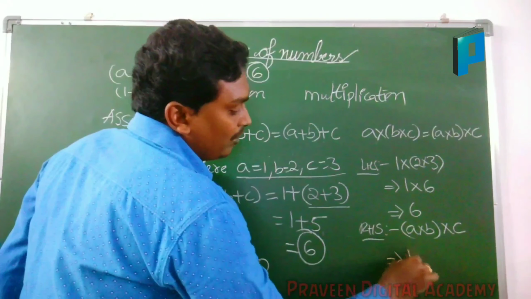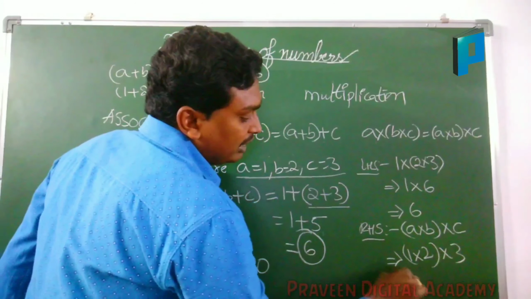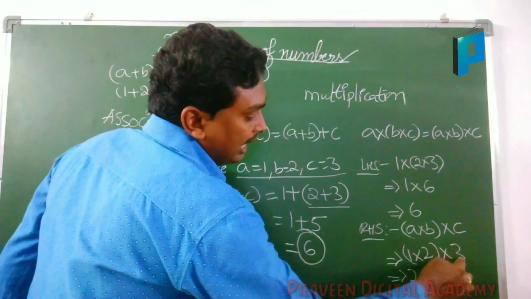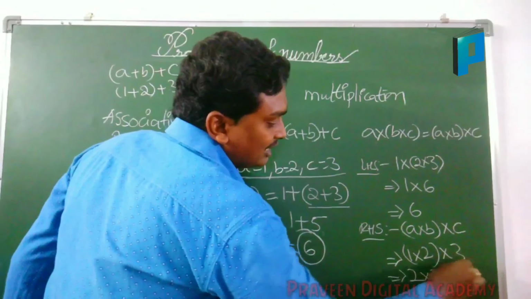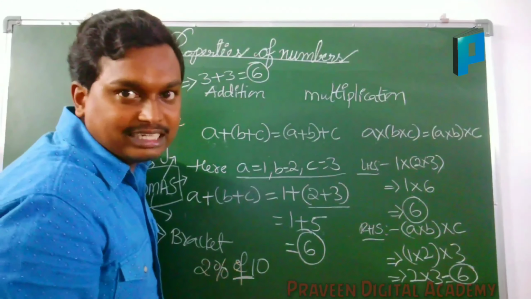Here look, A. 1 into 2 into 3. What is 1 into 2? You got 2. And here is 3. 2 3s are 6, we got the answer. Here the answer is 6. Here also the answer is 6.